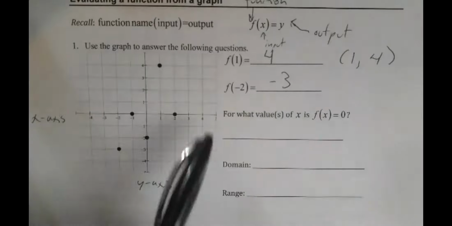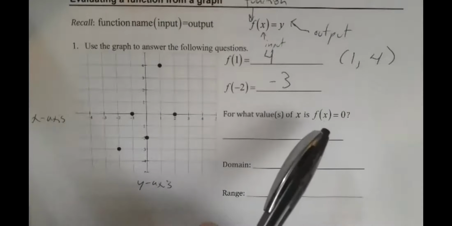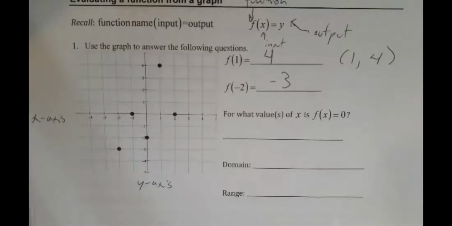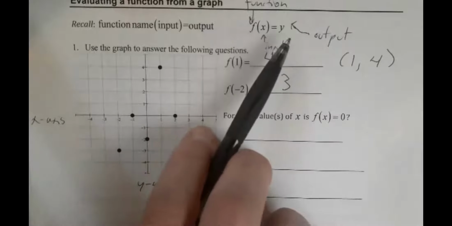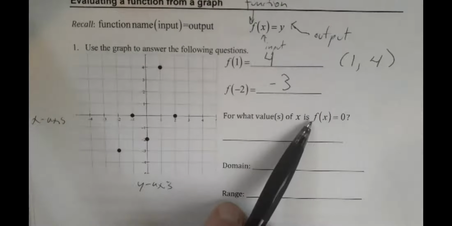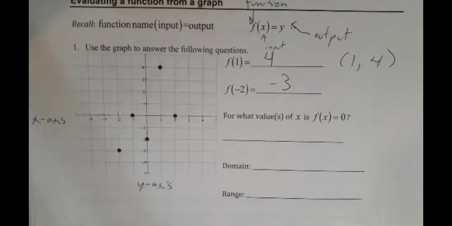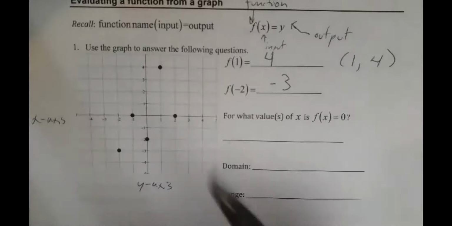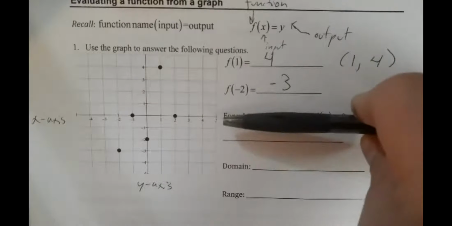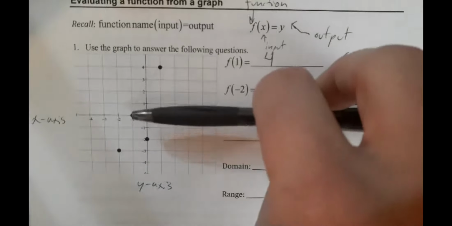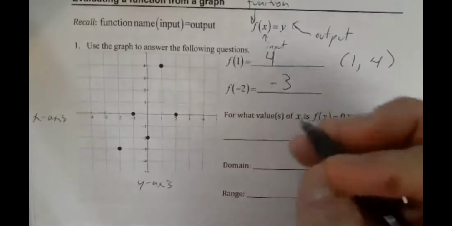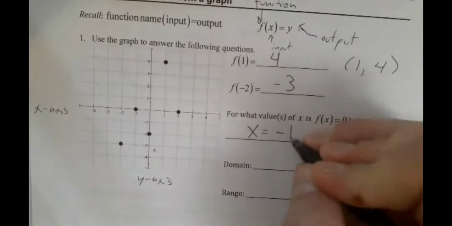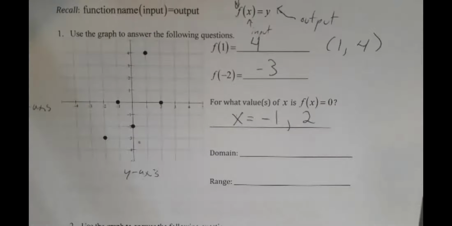Okay. Now, they're asking something a little different. For what values of x is f of x equal to 0? If we look, this 0 is taking the place of the y now. So they want x values so that when we plug it into our f function, it's going to spit out 0. The 0 is sort of taking the place of the y. Looking at the x-axis, now we're looking all along the 0-axis. So where y is 0, I have two values. I have one where x is negative 1 and one where x is 2.